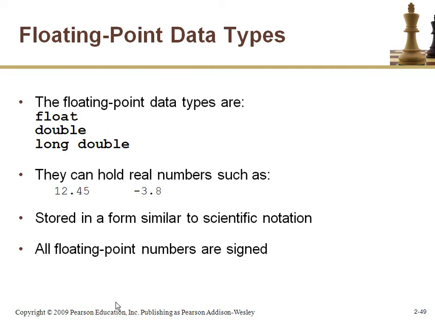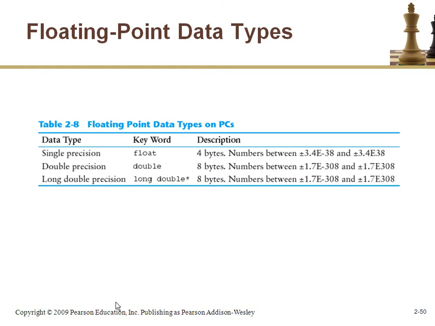You can have a real number like 12.45 or minus 3.8, and it is stored in the form of scientific notation with the exponent of 10 to show how many decimal places you have. All floating point numbers are signed numbers. Here are the different floating point data types, the number of bytes each takes, and the range of the numbers each can represent.